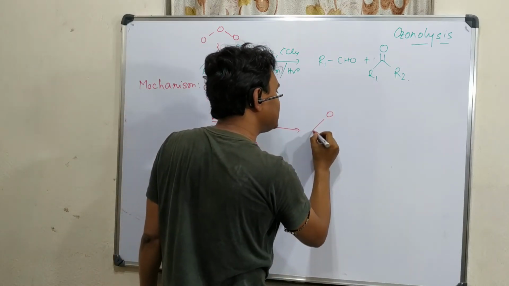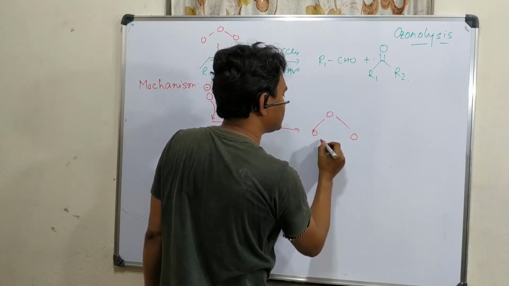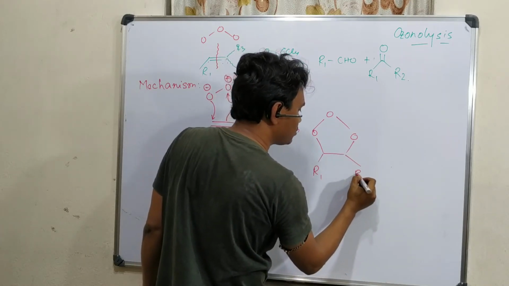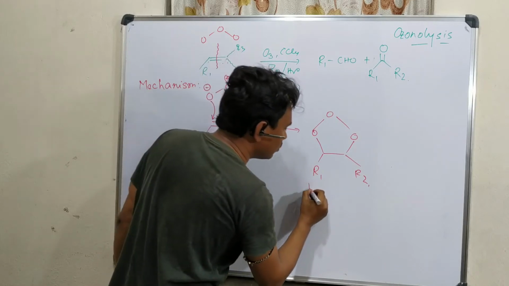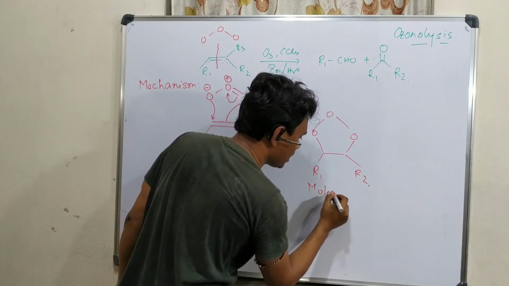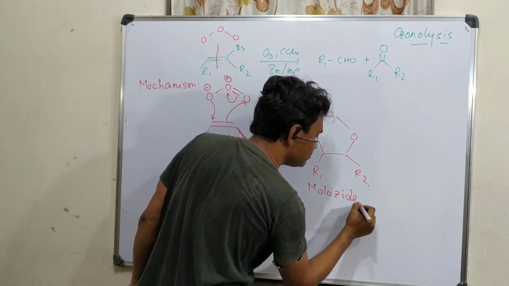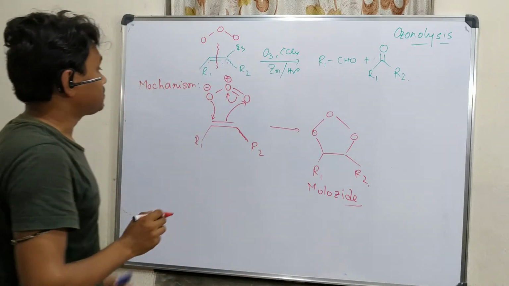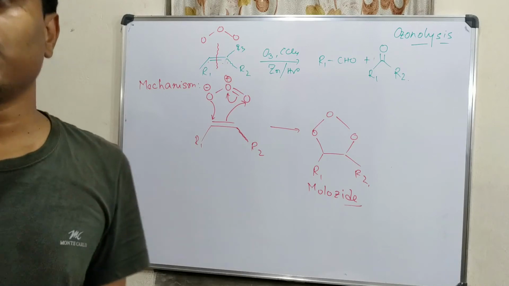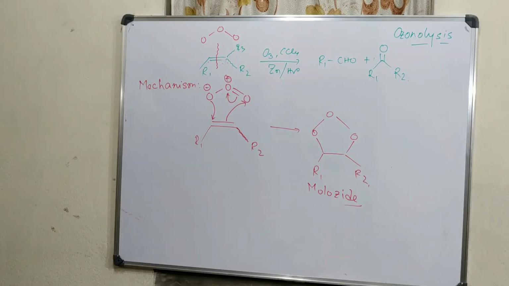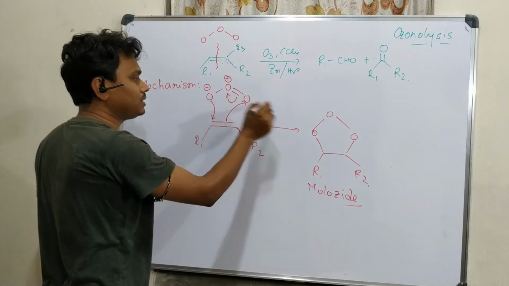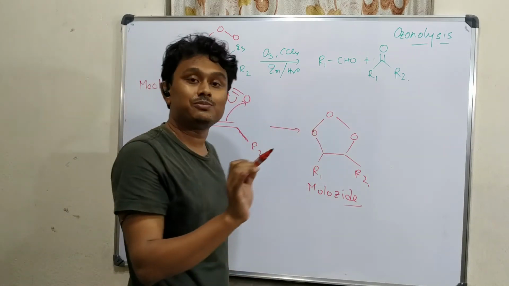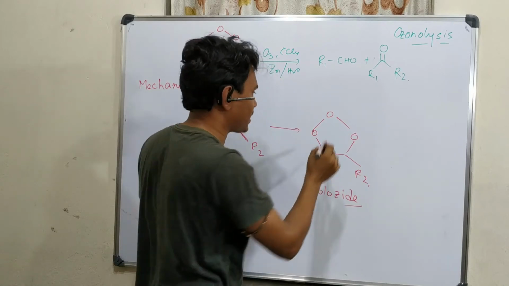So the product is this, with R1 and R2. This is called molozonide, M-O-L-O-Z-O-N-I-D-E. Okay, and one thing I always suggest: please try to keep the charges in mind, because if you can't count the charge properly, you will end up wrong. This is a neutral molecule, and the addition is with a neutral molecule, with no elimination, so it will be neutral. So keep this fact in mind.